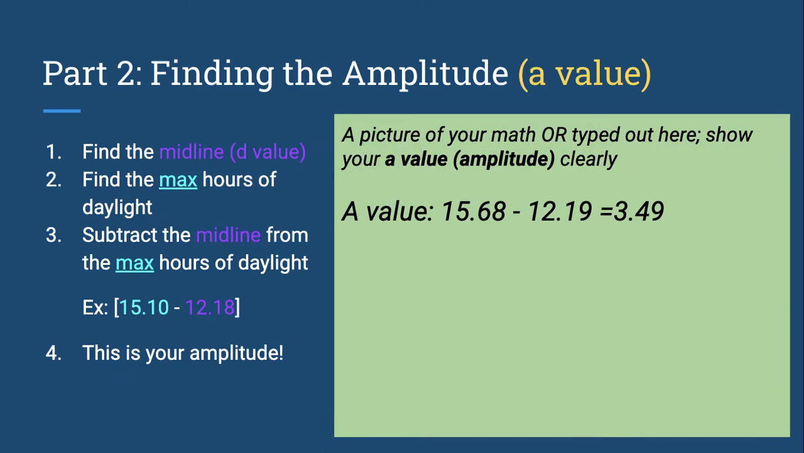To find the A value, the amplitude, I took the max, 15.68, and the midline, 12.19, and subtracted the midline from the max. And in result, got 3.49 for the amplitude. Amplitude tells us how extreme the daylight patterns will be. The bigger the amplitude, the more extreme the pattern. More extreme daylight would mean longer daylight during the summer and shorter daylight during the winter.